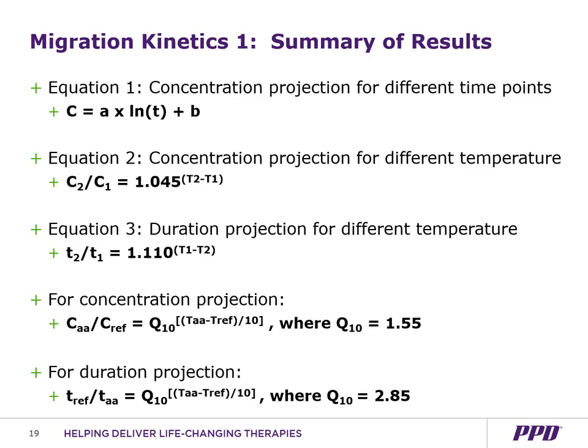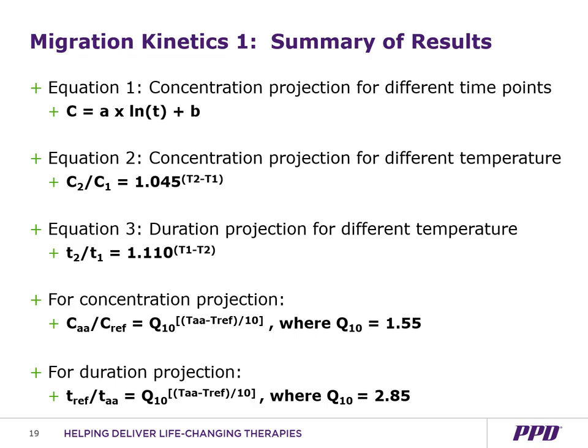So to just summarize what I've gone through so far, we developed three equations for BHT kinetics as shown here in equations 1, 2, and 3. Equation 1 is a concentration projection at different time points, equation 2 is a concentration projection for different temperatures, and equation 3 is a duration projection for different temperatures. And we were then able to equate equations 2 and 3 into the ASTM model and calculate an experimental model Q10 value as shown at the bottom of the slide.